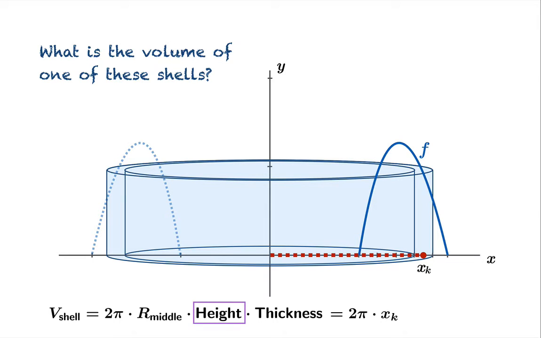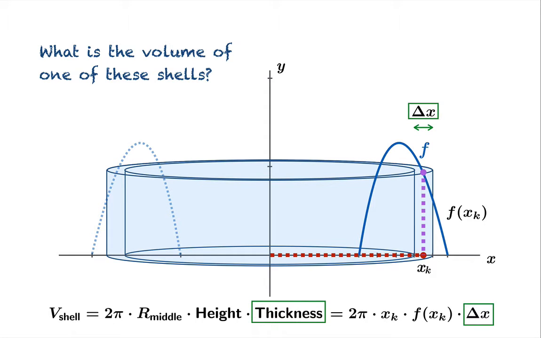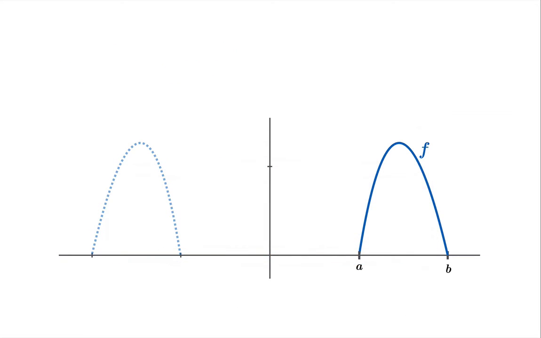What's the height? The height is simply the value of the function at xk. So let's put that in. What's our thickness? Our thickness is actually just the width of our subinterval. So if we call that delta x, we would have this as our expression for the volume of one of the shells that shows up.